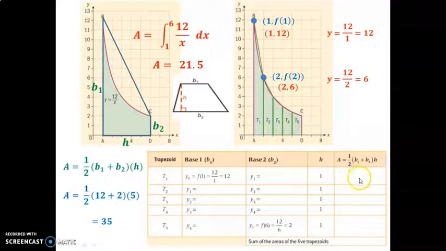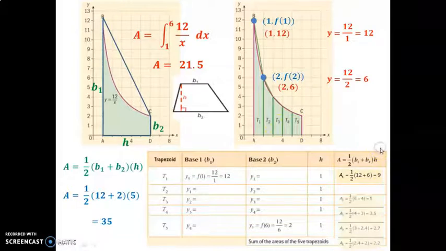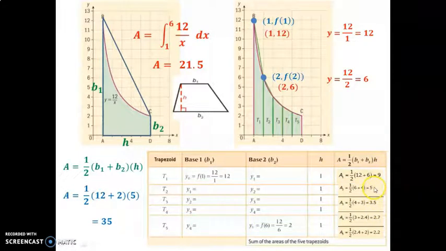And then what's the area? What's the area of this first trapezoid, trapezoid 1? Okay, that area is 9. Check your work here. Notice we don't even show the 1 for the height, because if we're multiplying by 1, we don't need to show it. So what are the areas of the 4 remaining trapezoids? Tell me what they are now, and check your work here. We have areas of 5, 3.5, 2.7, and 2.2.